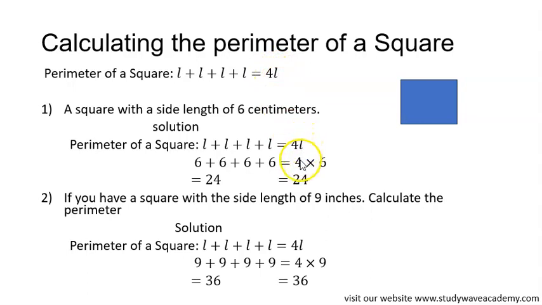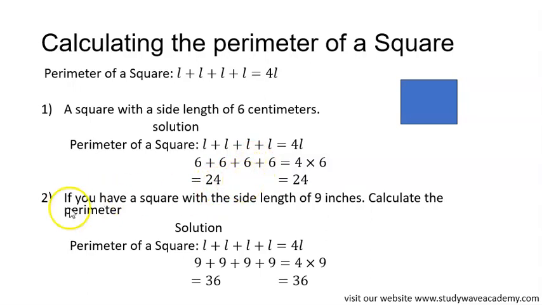Or you can use this pattern, which is 4L. And 4L is 4 times the length, okay? And the length is 6. So 4 times 6. 4 times 6 is still going to give you 24. So whichever method you want to use, it's the same answer you will arrive at, okay? Do you understand? So the answer is 24. The perimeter of a square whose length is 6 centimeters is 24.